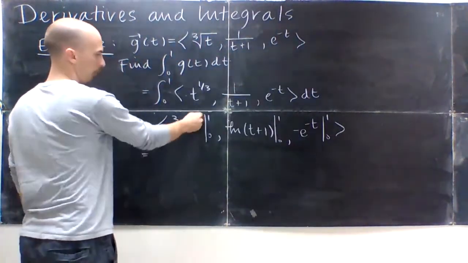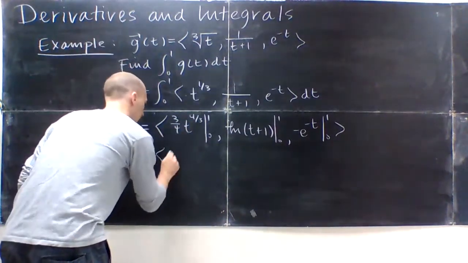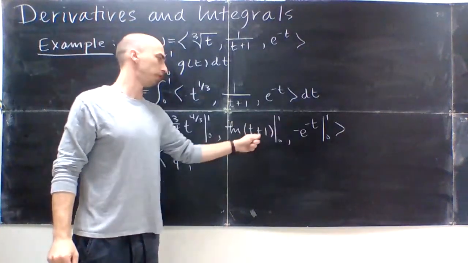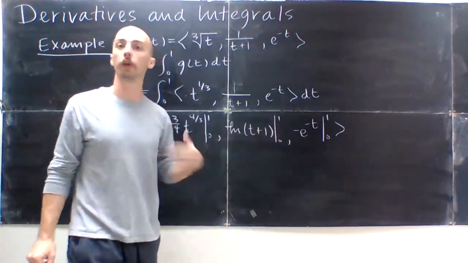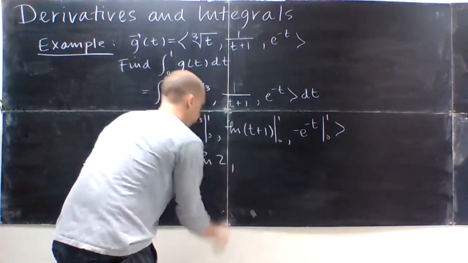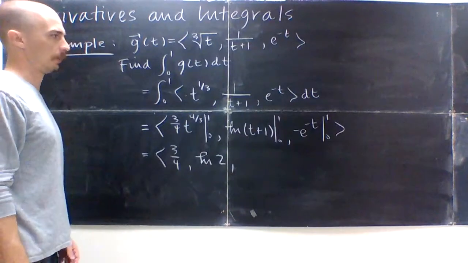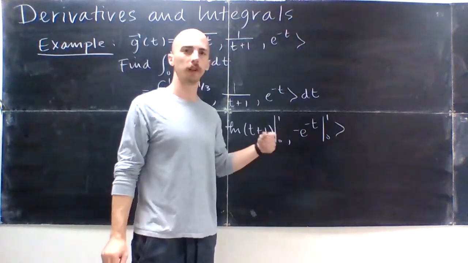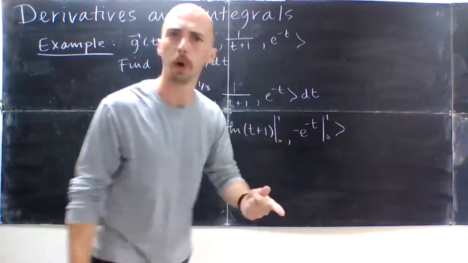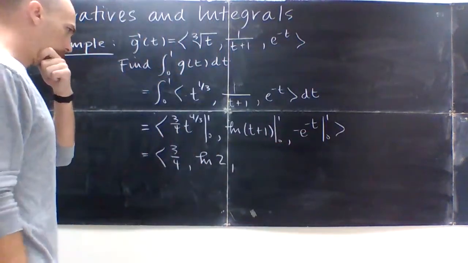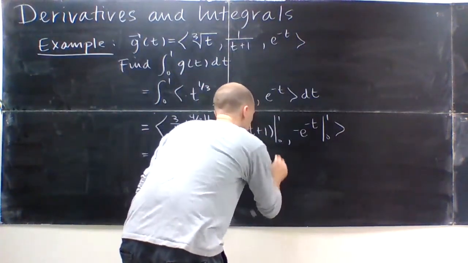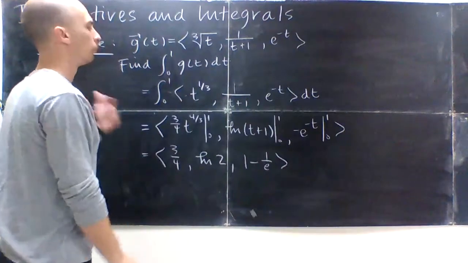We'll say that's 3/4 of 1 minus 3/4 of 0. This would be log of 2 minus log of 1. And we know that log of 1 is 0, so this is going to be natural log of 2. And then negative e to the negative t, well, negative e to the negative 1 is negative 1 over e, minus negative e to the negative 0 would be plus 1. Okay, so I think that was 1 minus 1 over e. Negative e to the negative 1 plus 1, yeah.